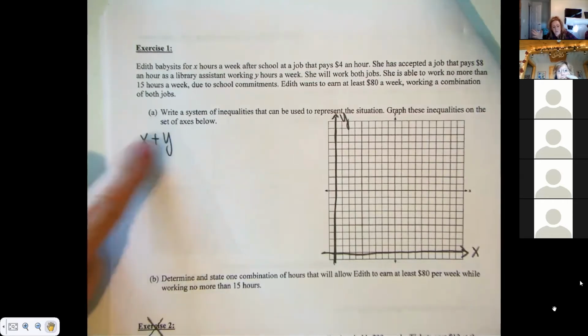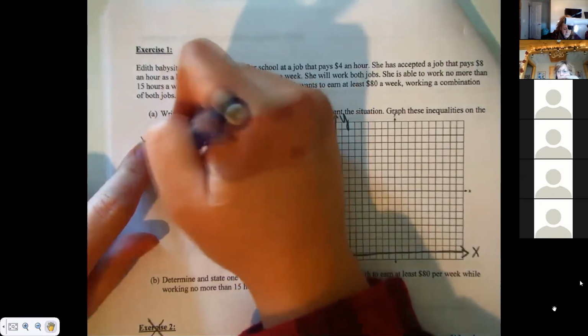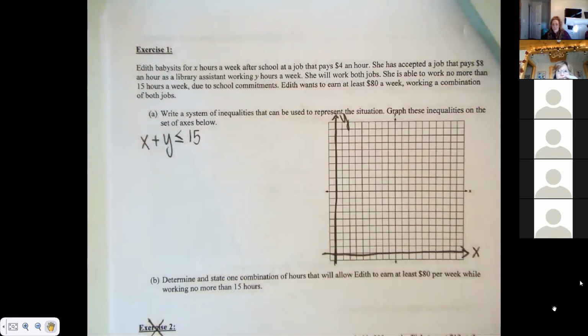So between these two jobs, it has to be less than or equal to 15 hours because she can't work more than that. You want to work less and make more all the time. Okay, so now all we're going to do is talk about the dough that goes with this. So how much is she making?